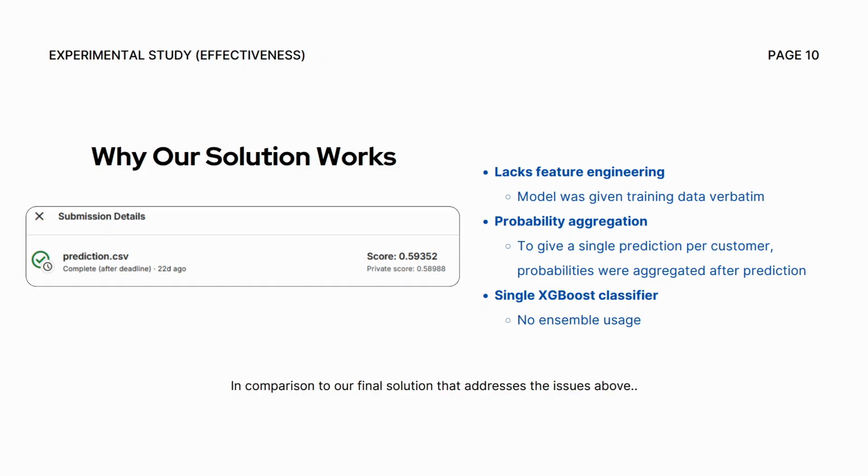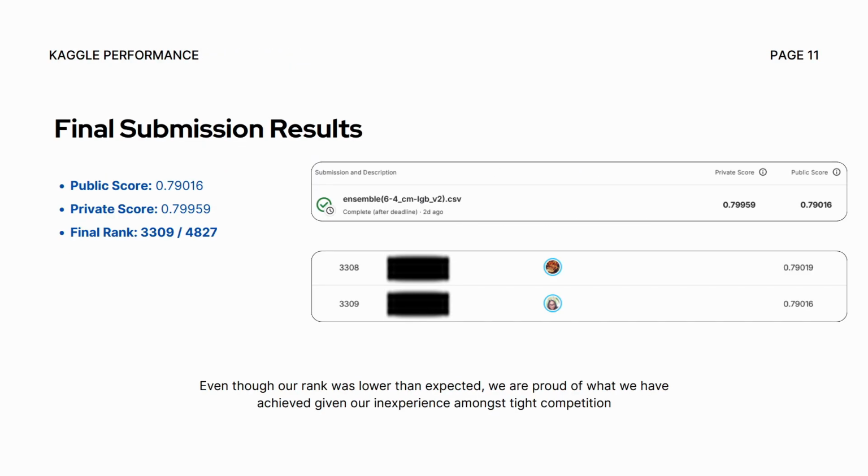So now, in comparison, let me show you our final result. Our final submission results are as shown. We obtained the public score of 0.79, which would rank us among the top 67.8% of competitors, so within the top 70% bracket. Now, even though our rank was lower than what we expected, we as a group are proud of what we have achieved given our relative inexperience and time constraints amongst very tight competition.